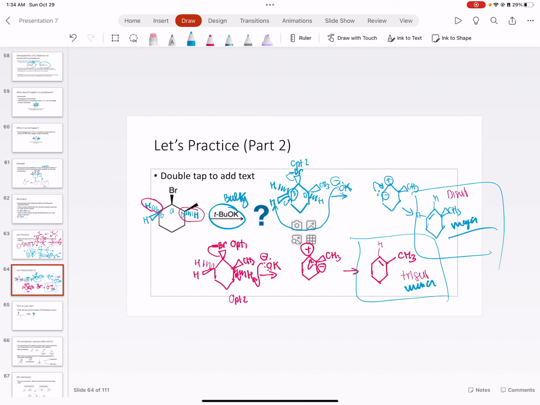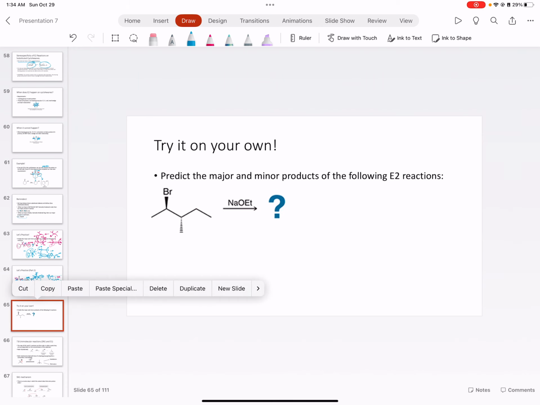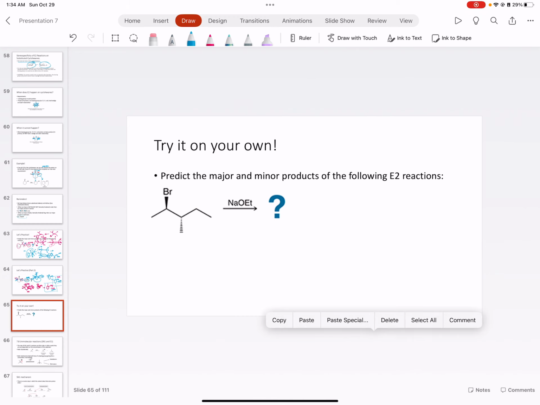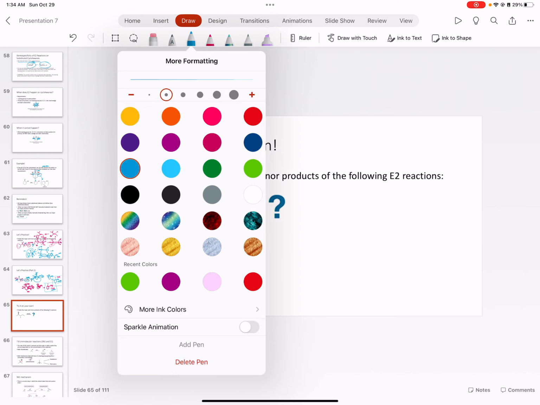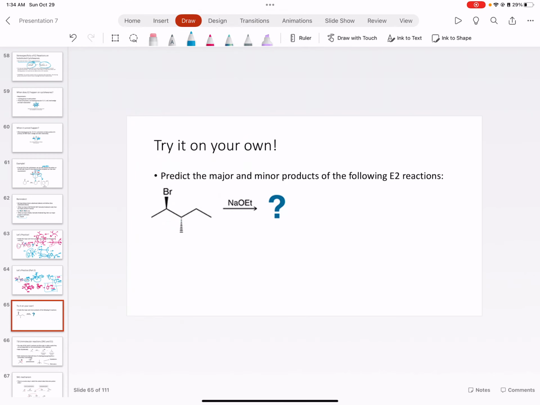So you do have to continue checking on those spaces to see if you got your answer right or wrong. Okay, so then we have the last one. Try it on your own. Okay, so then we have our alpha, and we have two beta positions. So we have two options. This one's not bulky.